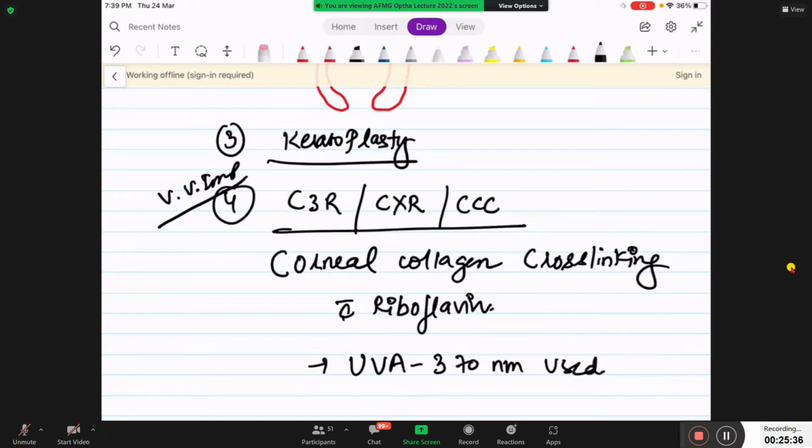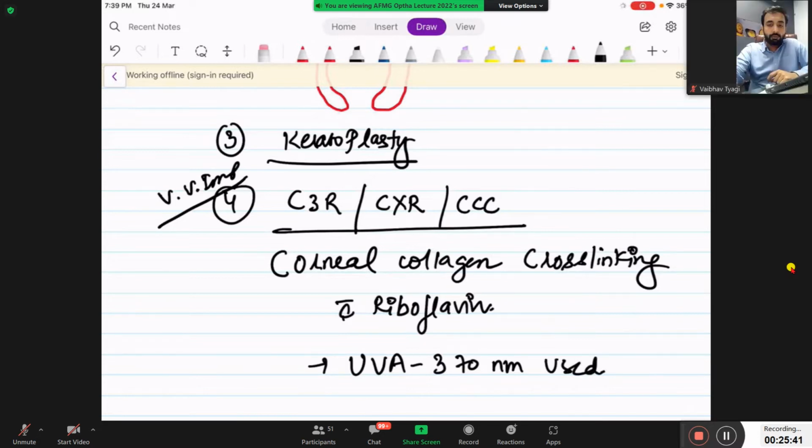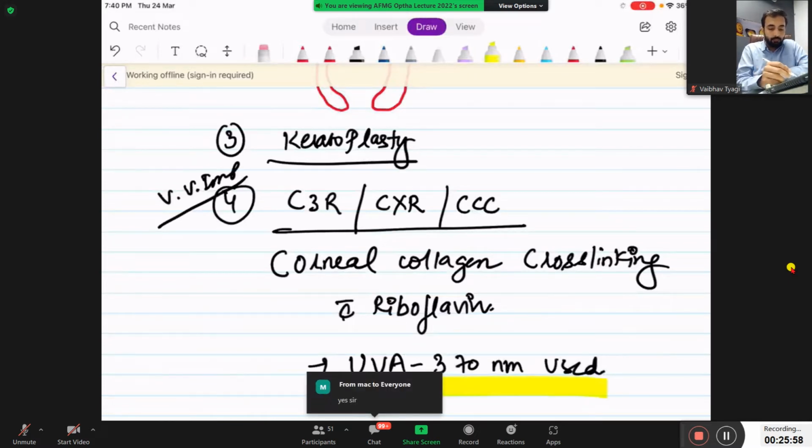So what is the basic principle behind the C3R? You need to understand. This much is done. Have you written this? Corneal collagen cross-linking with riboflavin, UVA 370 nanometers wavelength is used. Very, very important. You have to remember 370 nanometer also. You have to remember this riboflavin also.